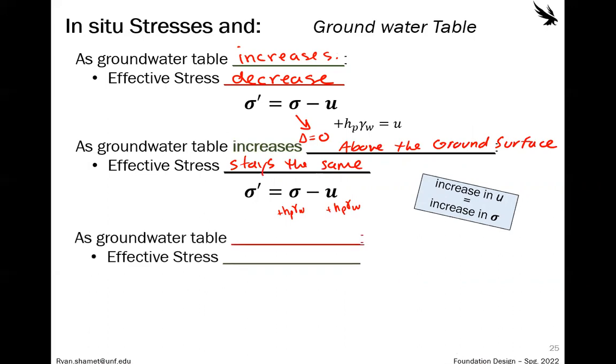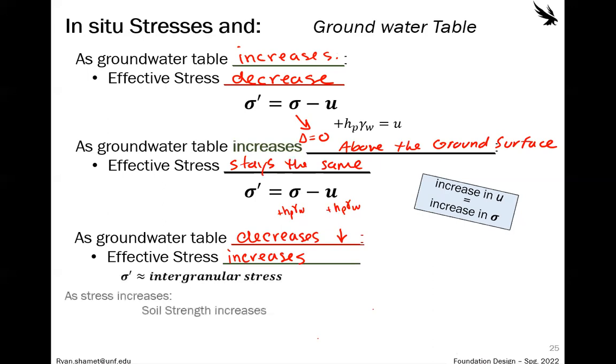So on the other side of things, as the groundwater table decreases, so it gets deeper and deeper, it's drawing down, then the effective stress increases. And again, this is intergranular stress that we're talking about. So as the stress increases, the soil strength increases, which is good, right? Because it's a granular thing. But we also have issues where the resulting load from that soil increases, and so the pressure on the soil increases.